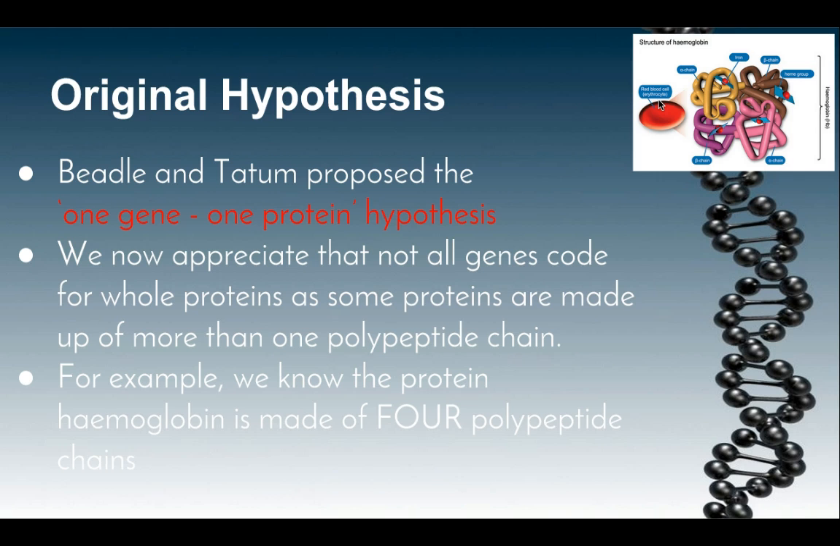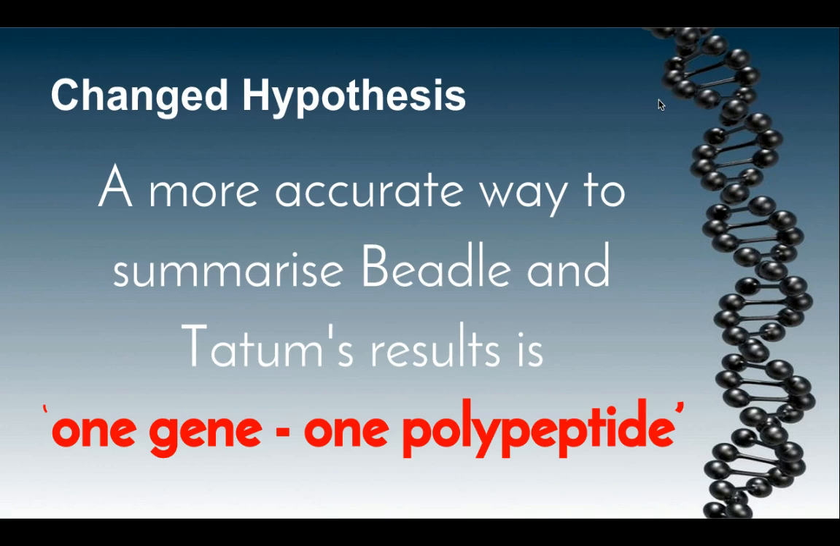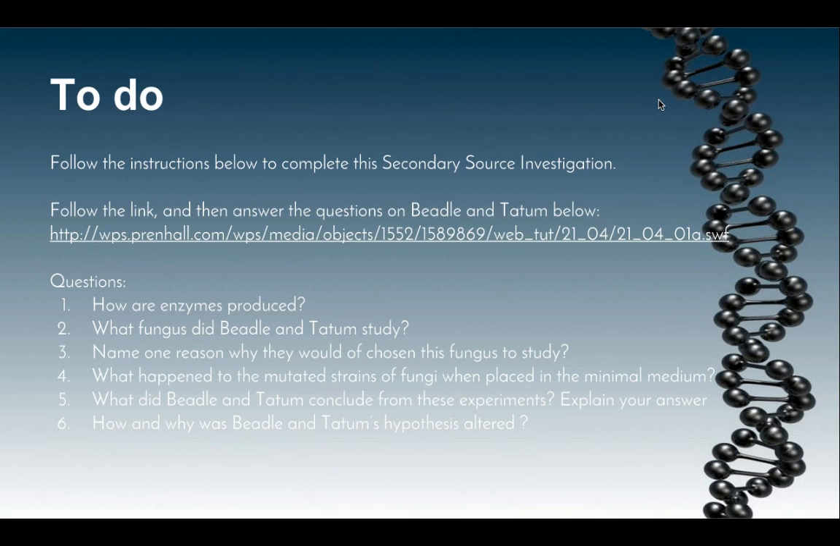Over time, however, it was discovered that some proteins can be made up of more than one polypeptide chain. For example, we now know that hemoglobin is made up of 4 polypeptide chains. In the late 1950s, protein fingerprinting was able to look closer at protein structures and found that genetic variations in proteins could be limited to differences in just one polypeptide chain, leading to the change in the hypothesis from one gene, one protein to the one gene, one polypeptide hypothesis instead.